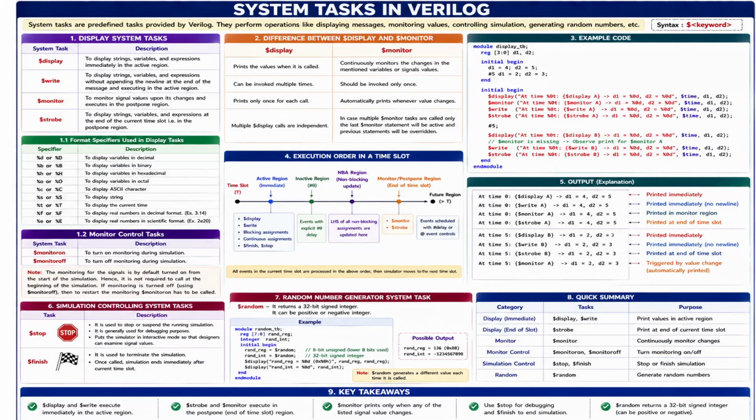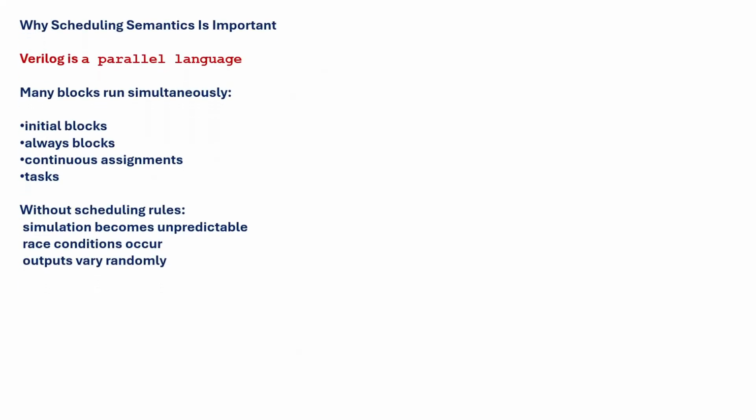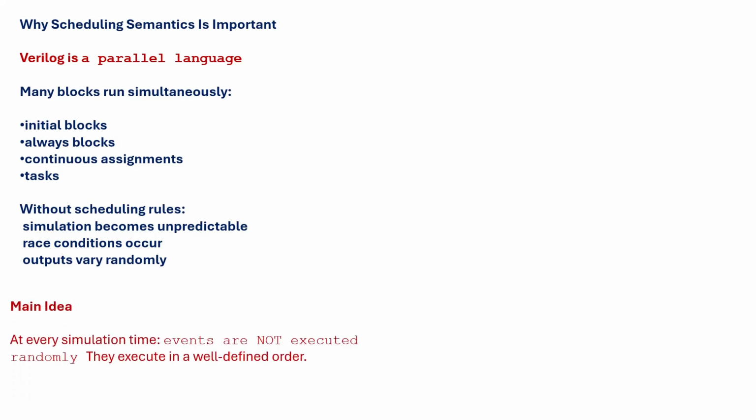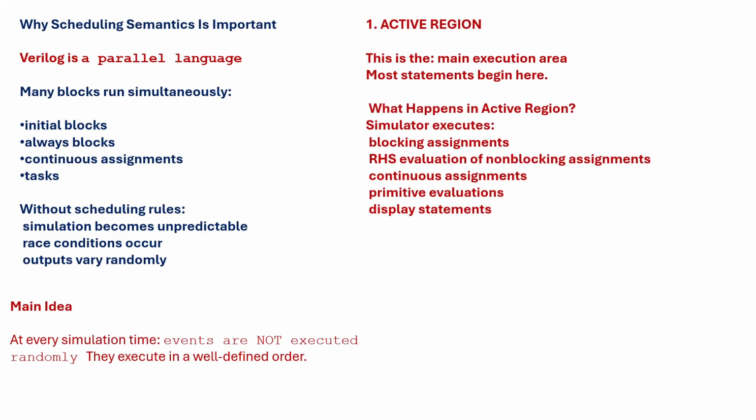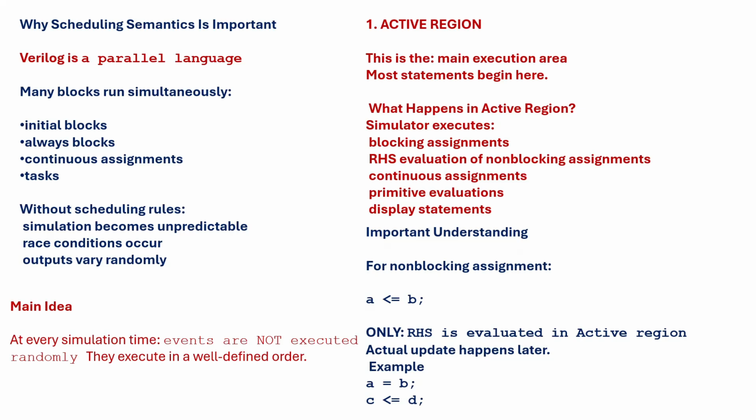Last class we discussed system regions, like regions of operations or scheduling semantics. What are the regions in Verilog? Active region: what statements are executing there, like blocking assignments, where the RHS should be evaluated, continuous assignments should be evaluated, and dollar display statements are also evaluated here only.